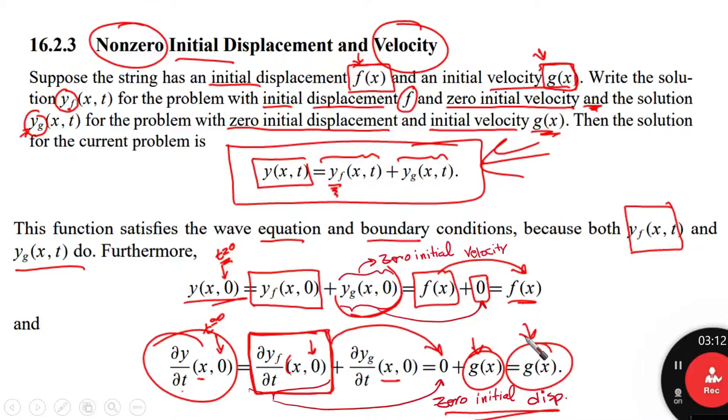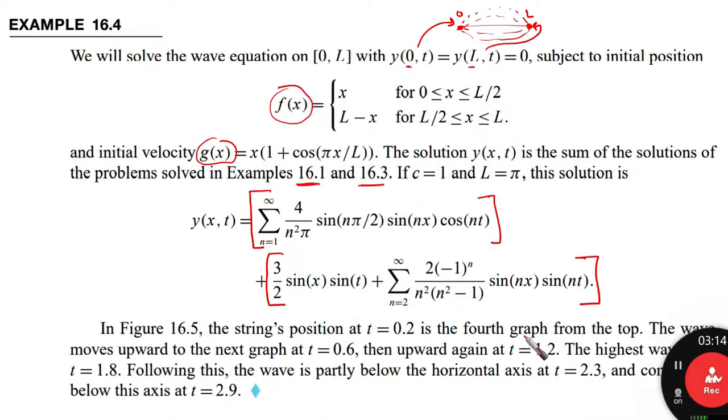Okay. Now let's go to an example to understand it clearly, and you are going to find it easy to apply. We will solve the wave equation from 0 to L with y of 0 and t equal to y of L and t equal to 0. Meaning at x equal to 0, the position is going to be 0, and at x equal to L, the wave is also going to be 0. As if we have boundary conditions 0 and 0 at the ends.